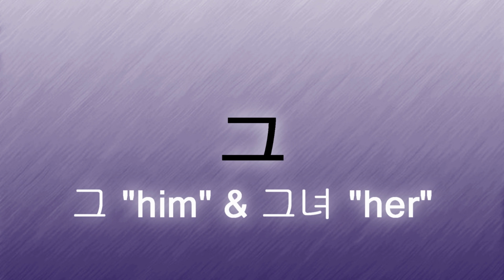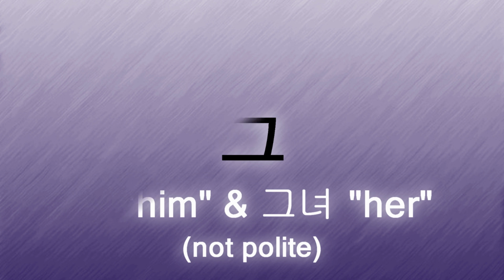I wanted to add in here that 그 is also used as an informal way to say him in Korean, and 그녀 as an informal way to say her. You'll see these used a lot in textbook examples, but know that they're not used commonly in real Korean speech because they can sound rude when used to refer to someone. I'll go over some other better ways to say this in a future video.